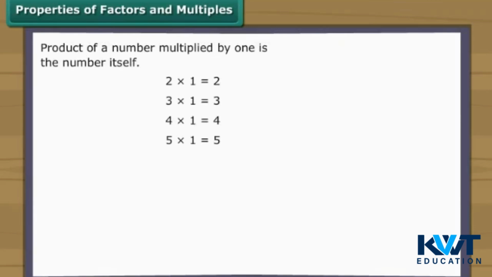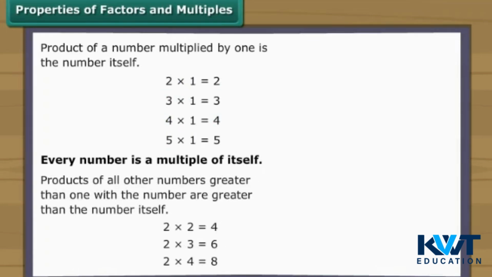Product of a number multiplied by 1 is the number itself. For example, 2 into 1 is equal to 2. 3 into 1 is equal to 3. 4 into 1 is equal to 4. 5 into 1 is equal to 5. Therefore, every number is a multiple of itself. Products of all other numbers greater than 1 with the number are greater than the number itself.